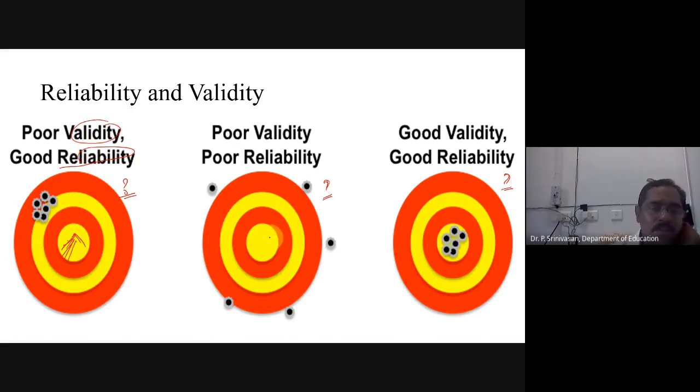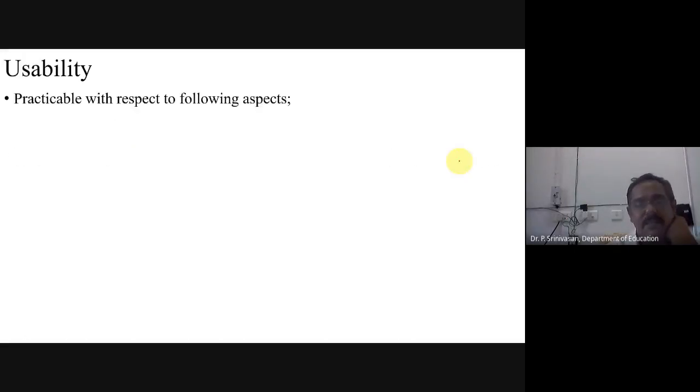In the second picture, nothing is there. We are not hitting at the same place, and neither are we hitting the bullseye. Therefore, it is poor validity and poor reliability. So the last one you see, everything is in the bullseye. So repeatability is there, and our intention is to hit the bullseye. So there only we are hitting. So I think now you are more clear about reliability and validity.